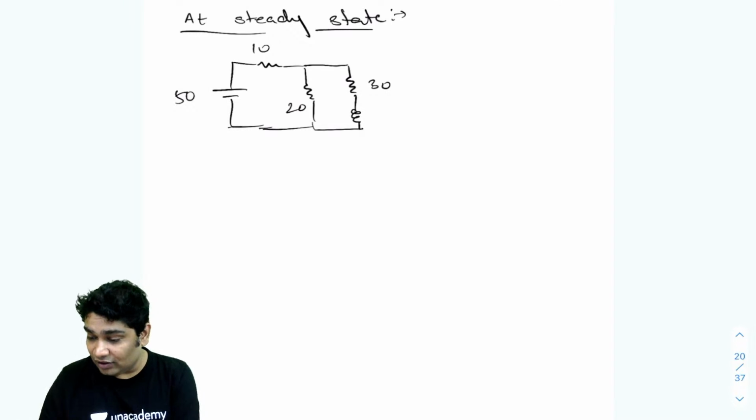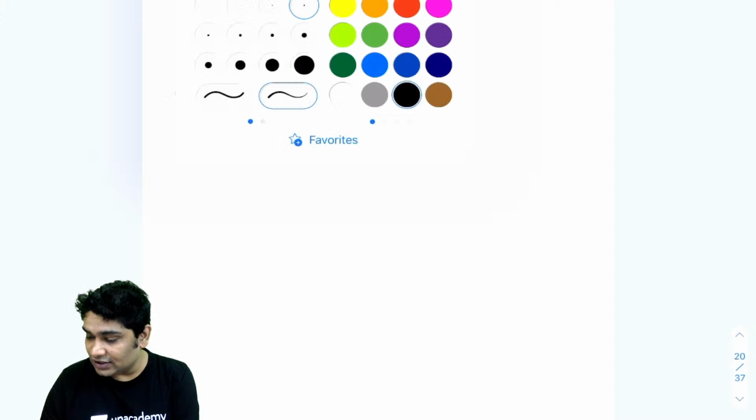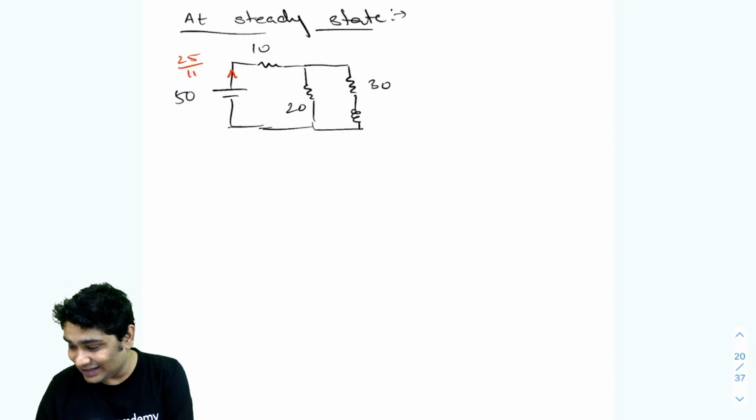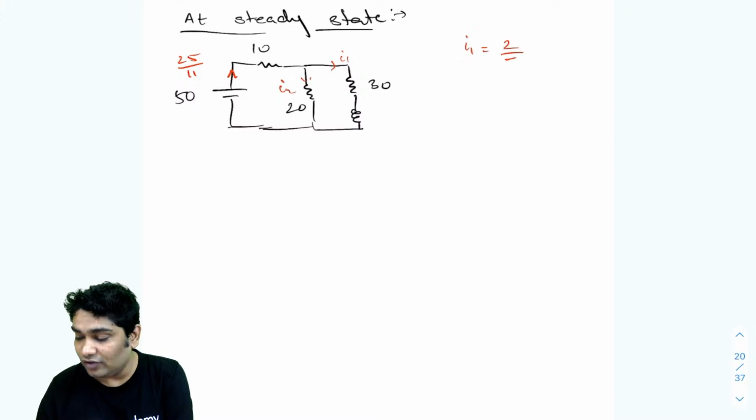So at steady state, we had just analyzed at the end of part B that current through here was 25 over 11. And this current would have divided in the ratio of 2 by 5 going here. So let's just calculate those. I1 was here and I2 was here. So I1 would have been 2 by 5 of I, which is 2 by 5 times 25 by 11. That is 10 by 11. 10 over 11 amperes would have been flowing through this.